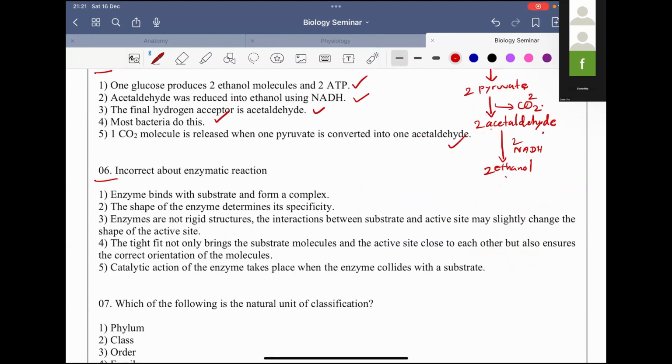Incorrect about enzymatic reaction. Okay, let's see. That is also an incorrect-statement question. First one, enzyme binds with substrate and forms a complex. That's correct, right? The enzyme will bind with the substrate and form an enzyme-substrate complex. This complex will then be turned into enzyme and product. Okay, so that is correct.